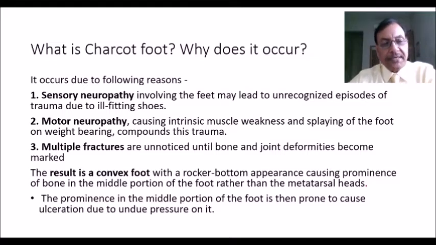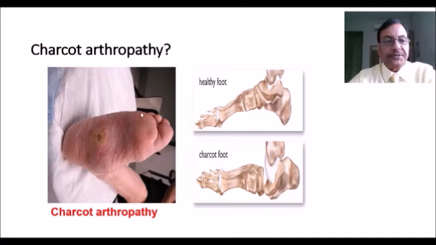And the result is a convex foot with a rocker bottom appearance, causing prominence of the bones in the middle portion of the foot rather than the metatarsal heads. The prominence in the middle portion of the foot is then prone to cause ulceration due to undue pressure on it. See, this is the rocker bottom foot due to Charcot arthropathy, and in the middle portion it has become convex, causing a pressure sore here.